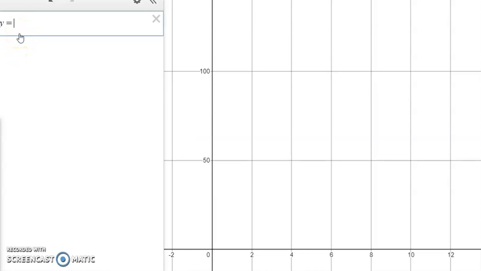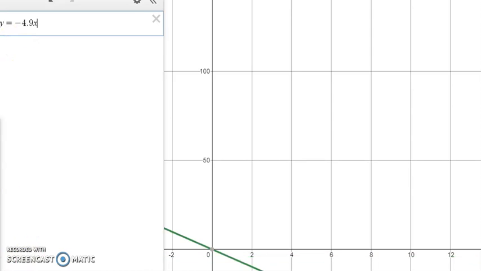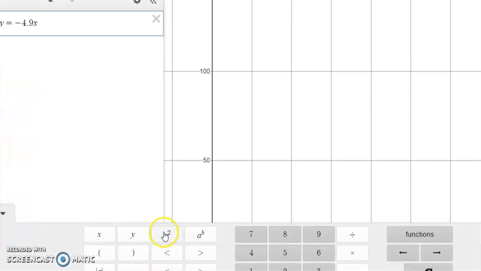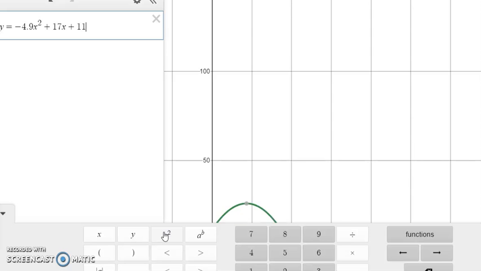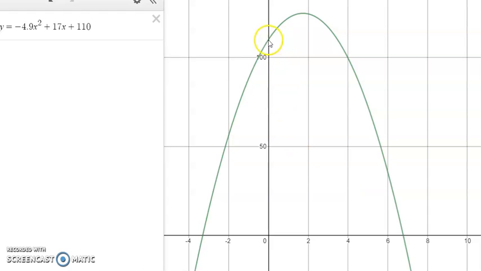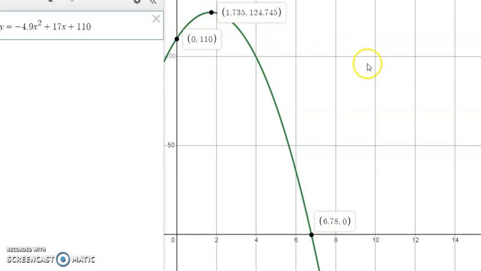I'll put my equation in just so we can see it going through, and then we're going to plot some of the key points. So y equals negative 4.9x squared, and we have plus 17x. We don't have t on there, not that it would matter. There we have our graph. All right, and we don't want this part, so I'm not even going to show it. So all we want is that point there, our key points right here.